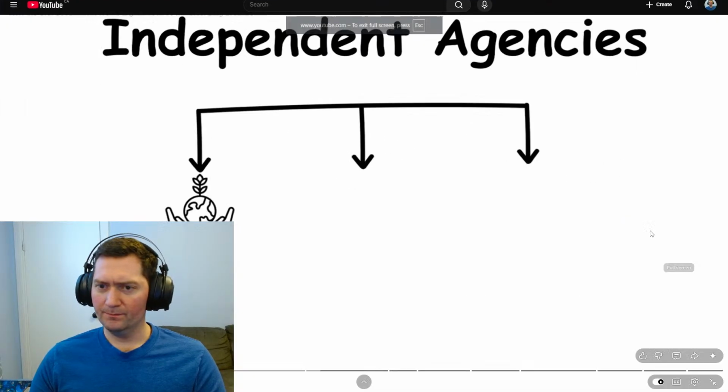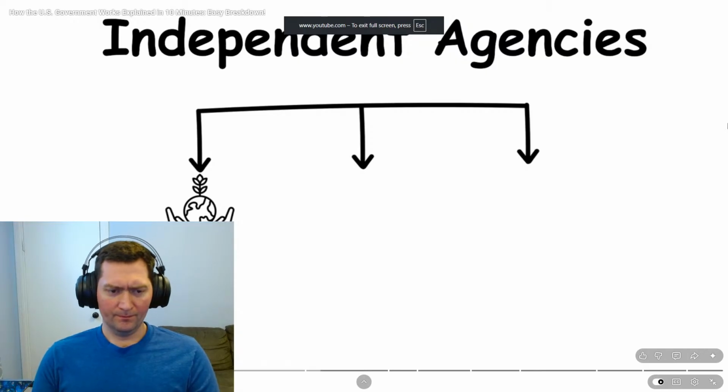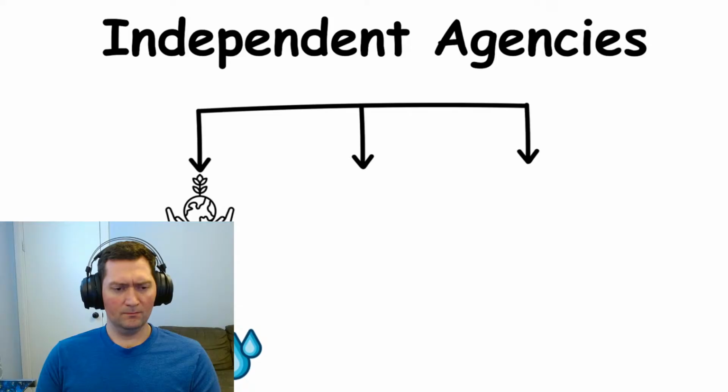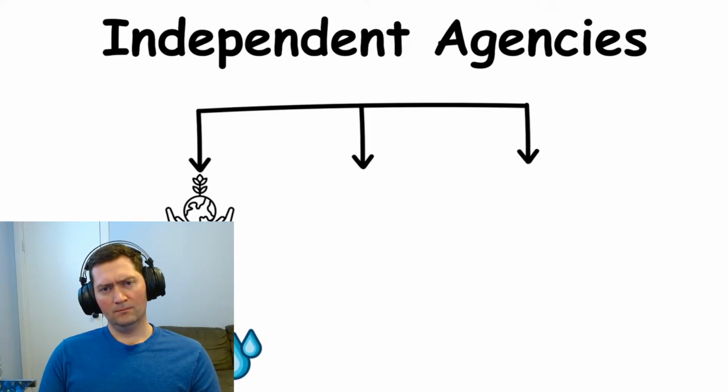Environmental Protection Agency, EPA, for instance. Established in 1970, the EPA is charged with protecting human health and the environment by enforcing laws like the Clean Air Act and the Clean Water Act. Led by an administrator appointed by the president, the EPA operates independently of the cabinet, allowing it to make decisions based on scientific evidence rather than political considerations.